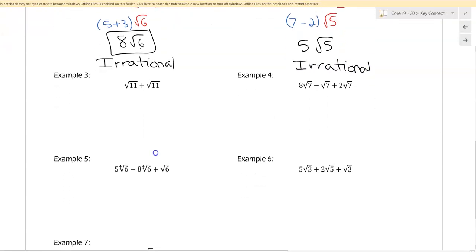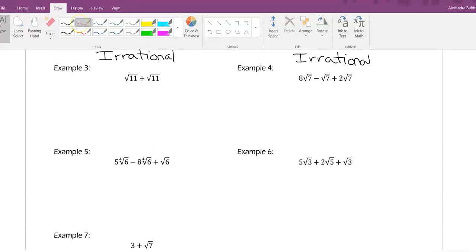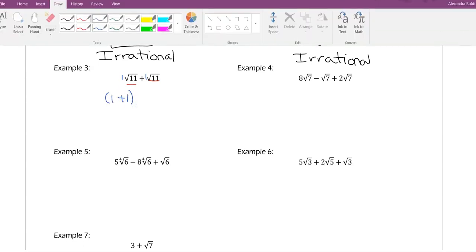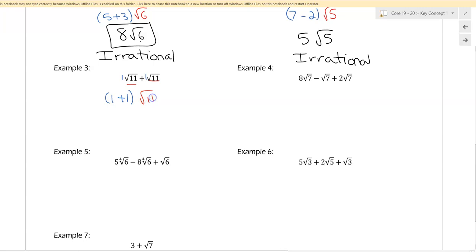Be careful when there's no number in front, just like before, right? These are both square root 11s. But when there's no number in front, there is a 1 there. Okay. So we have 1 plus 1 square root 11, and 1 plus 1 is 2 square root 11. And again, it has a square root that doesn't simplify. It is irrational.